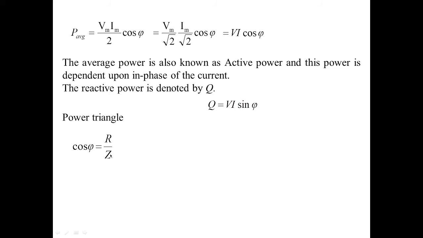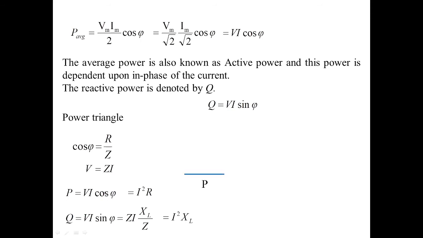We know that cos phi is equal to R by Z. And according to the standard form of Ohm's law for an AC network, V is equal to ZI. Therefore, the power which we have estimated as average, which is equal to VI cos phi, substituting the value of V, which is equal to ZI, and cos phi, which is equal to R by Z, I'm going to get the value of power, which is known as the active power, as I square R. Similarly, we can also obtain the reactive power, which is equal to I square XL.